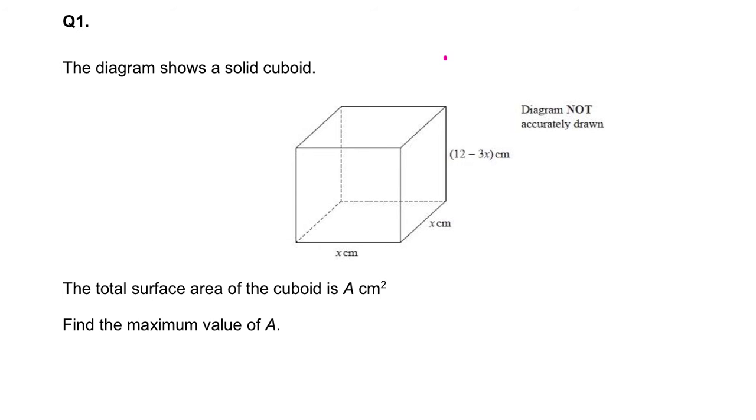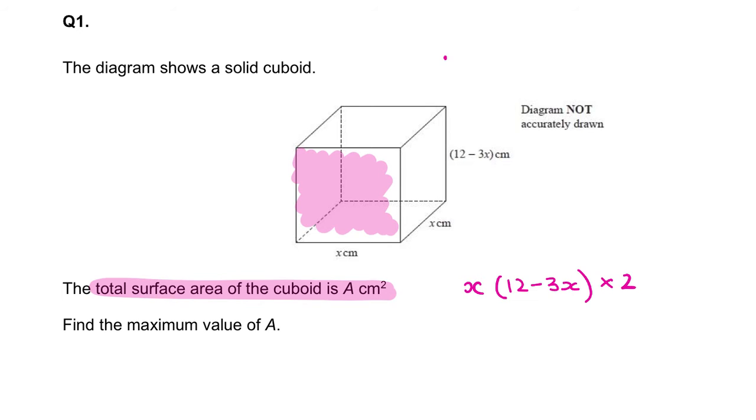So the diagram shows a solid cuboid. The total surface area of the cuboid is A centimetres squared, okay? So when I think about surface area of this cuboid, I know a cuboid has 6 faces. So surface area is going to be worked out by working out this face and multiplying it by 2. So we know that's x times 12 minus 3x, and I want 2 lots of that.